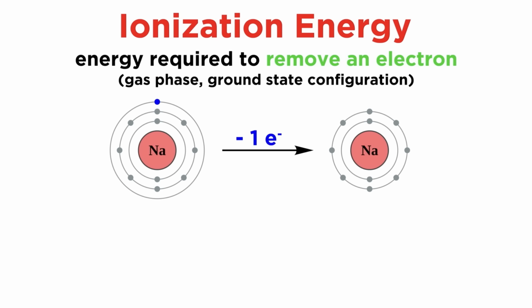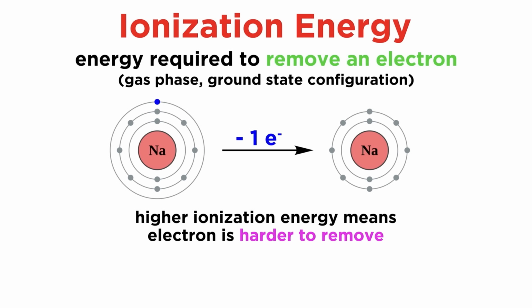Next, let's look at ionization energy. This is defined as the energy required to remove the outermost electron from an atom in the gas phase and in its ground state configuration. The higher the ionization energy, the more difficult it is to remove the electron, which tells us something about the atomic radius of the atom as well as the effective nuclear charge felt by the electron.